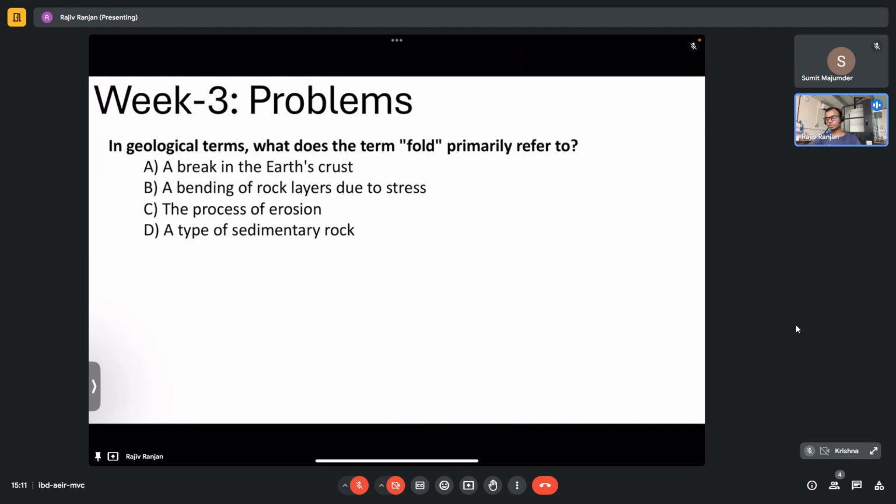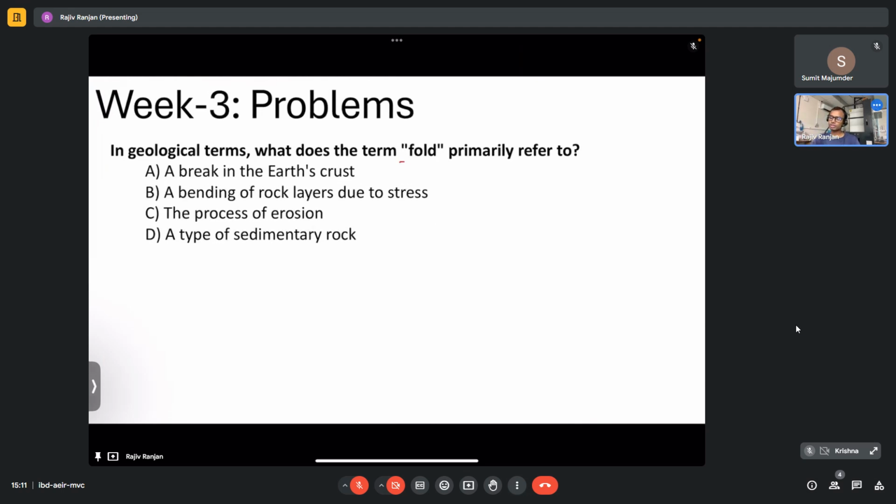In geological terms, what does the term fold primarily refer to? Option A, a break in Earth's crust. Option B, a bending of rock layers due to stress. Option C, a process of erosion. Option D, a type of sedimentary rock. So what do you think? Which is the best option? Which is the correct option?